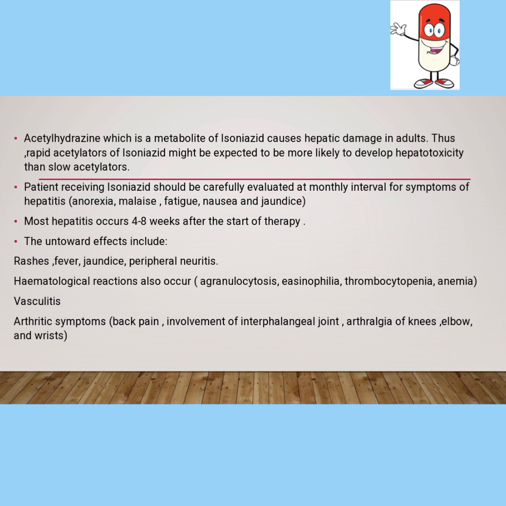The patient receiving isoniazid therapy should be evaluated monthly for symptoms of hepatitis like anorexia, that means loss of appetite, malaise, fatigue, nausea, and jaundice. Most hepatitis occurs from 4 to 8 weeks after the therapy is started. Other untoward effects mainly include rashes, fever, jaundice, and peripheral neuritis. Even hematological reactions and vasculitis might happen. Other arthritic symptoms include back pain, involvement of the intrapharyngeal joint, and arthralgia of the knee, elbow, and wrists.